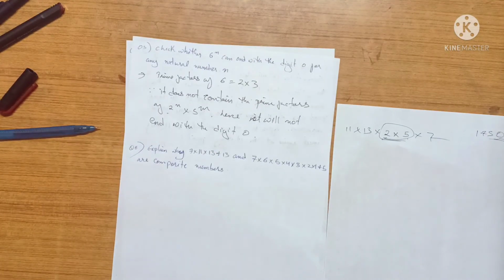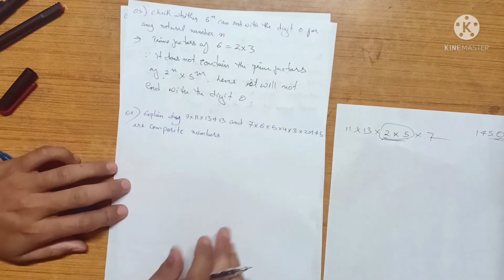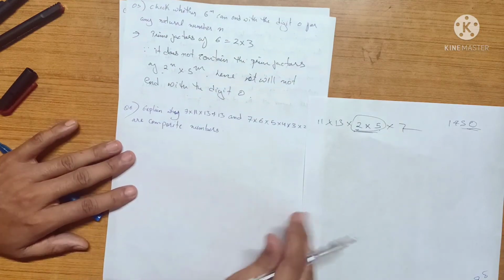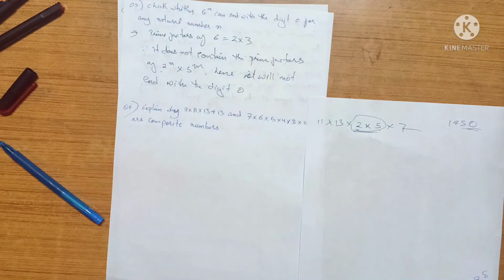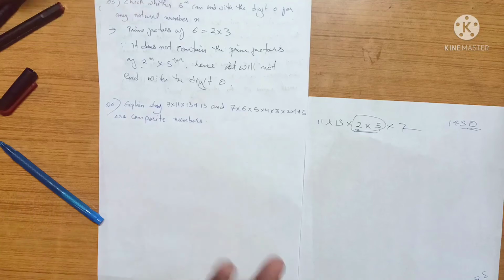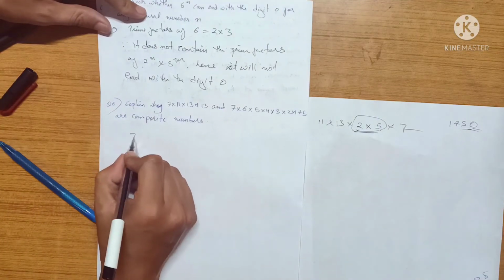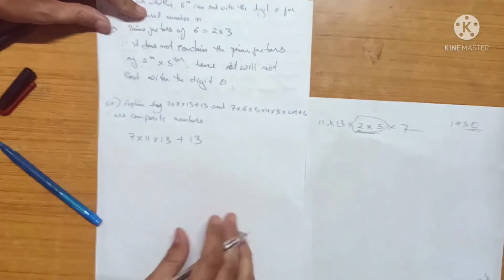Question: explain why these are composite numbers. So what are composite numbers? Composite numbers are the opposite of prime, which are not prime. Prime numbers are divisible by 1 and itself only. Composite numbers are divisible by other numbers too. So we have to explain without calculation why this is a composite number.